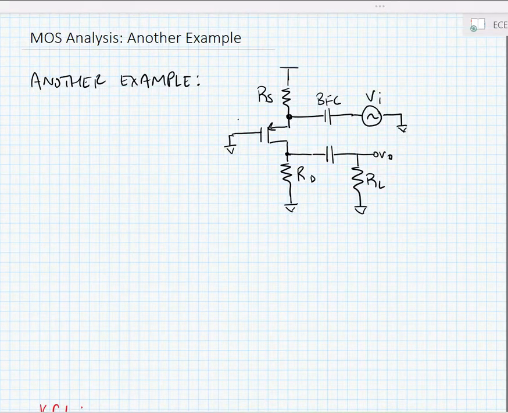Alright, so we're going to look at another example of a MOS amplifier design. And in this case, we have an amplifier shown in the schematic. We have the input coming in on the source of a PMOS transistor and the output coming out of the drain of the PMOS transistor. And this means that this is a common gate amplifier. So let's go ahead and see if we can draw the small signal model.